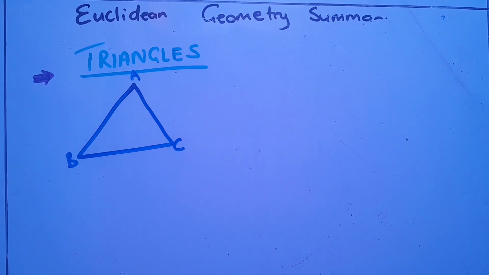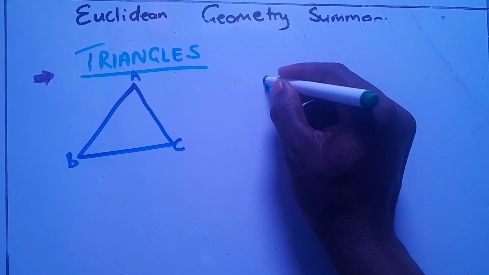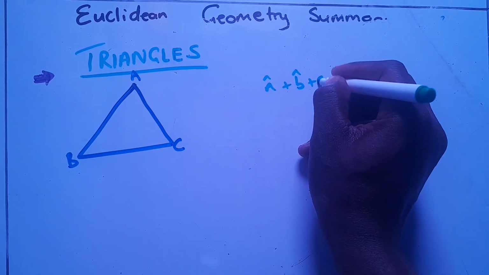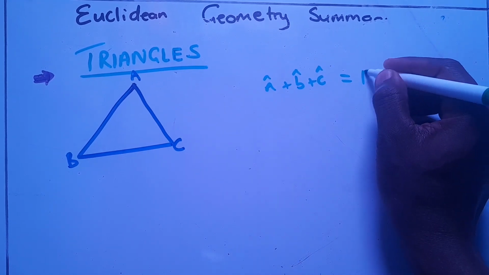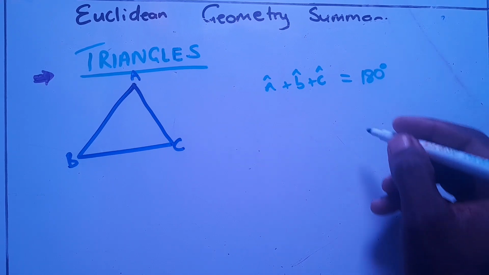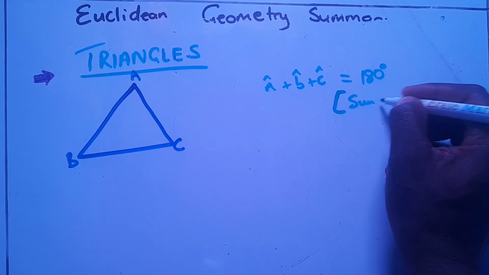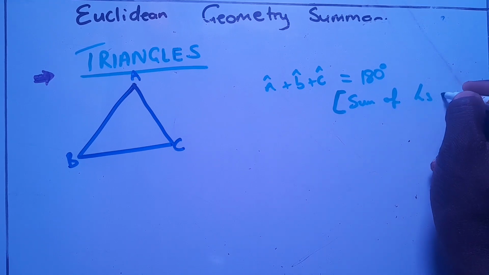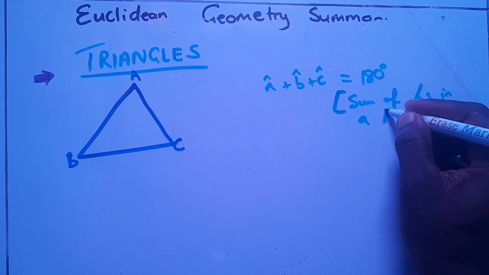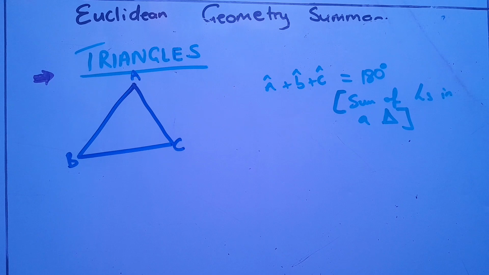So obviously we know that our A plus our B plus our C is equal to 180 degrees, and the reason being is the sum of angles in a triangle, right? So this is the property that you are going to be using, right?